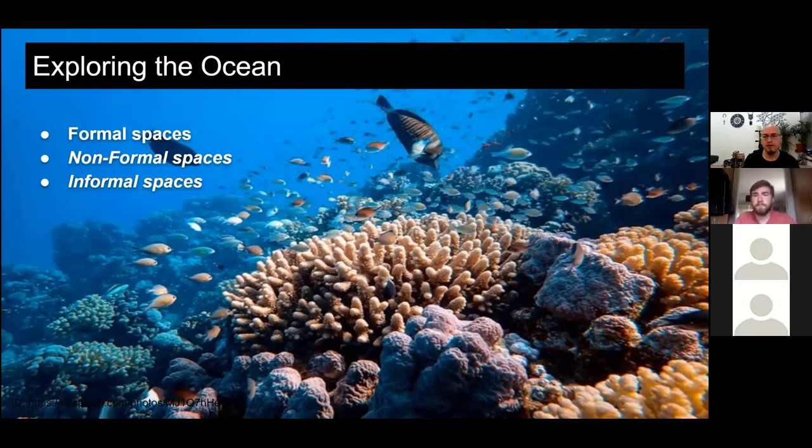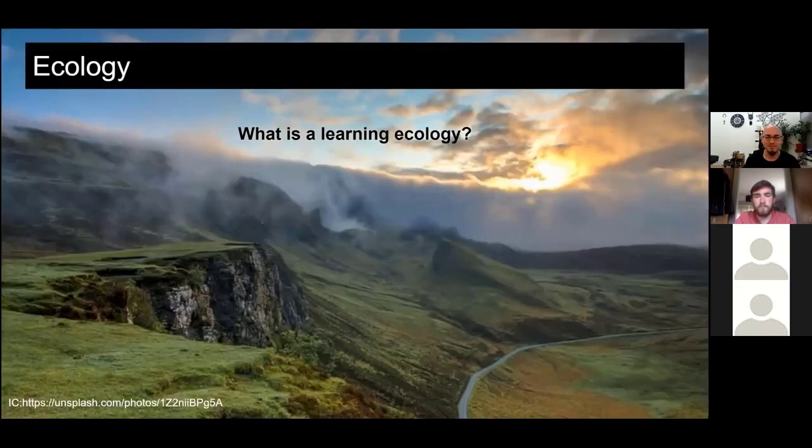If formal, non-formal, and informal spaces emphasize the need for a learning ecology, this means that we need to identify what a learning ecology is. I hope you are not bored so far and ready to explore the concept of learning ecology. Now, it's time to explore what a learning ecology is.